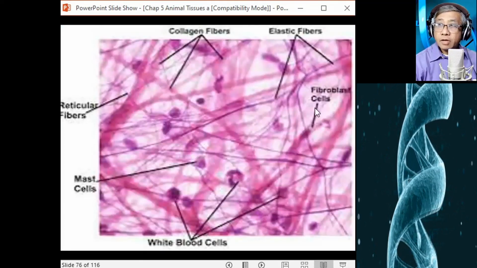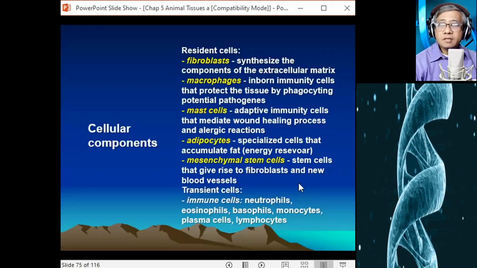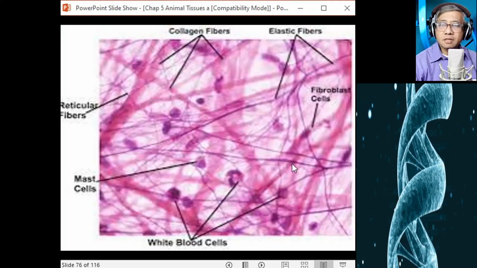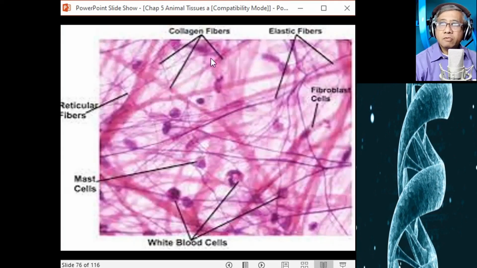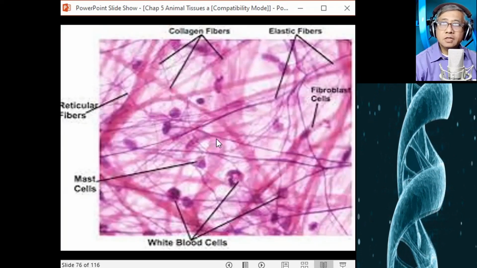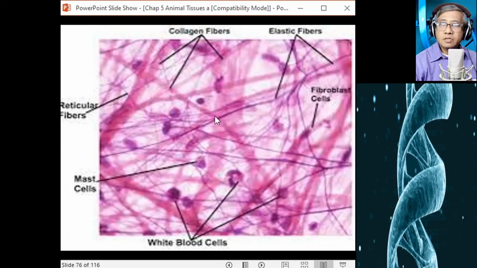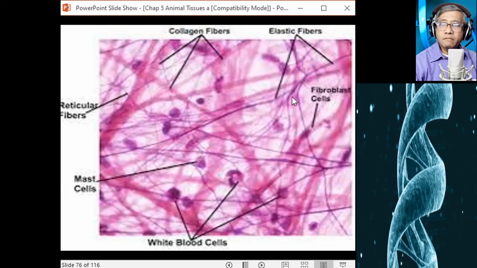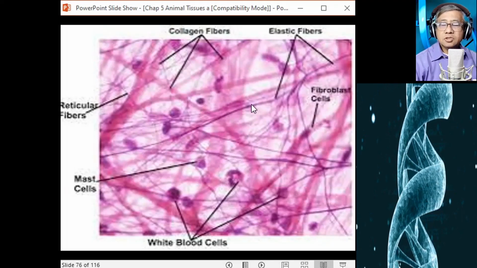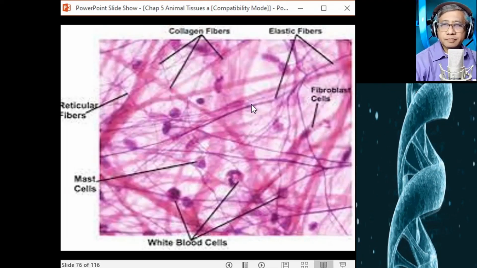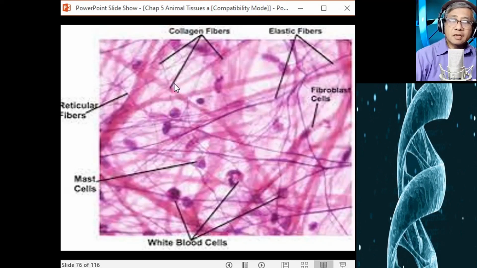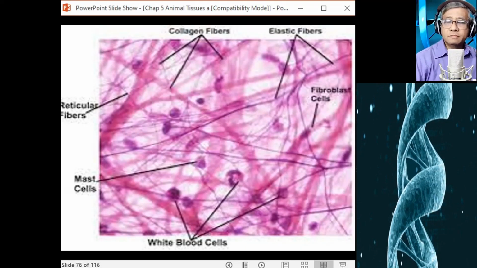Alright, then we have the fibroblasts. These fibroblast cells produce the components of the extracellular matrix. Alright, then we have the usual fibers, collagen, yung makapal na fibers, and yung elastic fibers. Ito yung mga thin, long fibers, that allow the tissue to stretch and to recoil. The collagen fibers add tensile strength to the tissue.